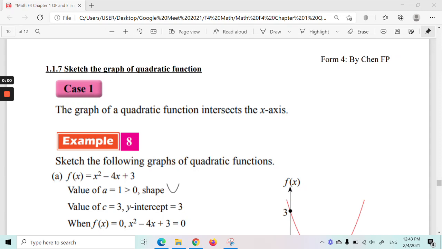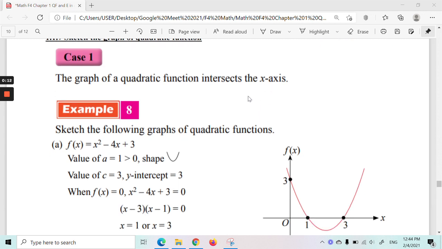Now we continue to the next section, which is how to sketch the graph of a quadratic function. We have two cases here. First case is the graph of the quadratic function intersecting with the x-axis. How do you know whether the quadratic function has an intersection with the x-axis or not?